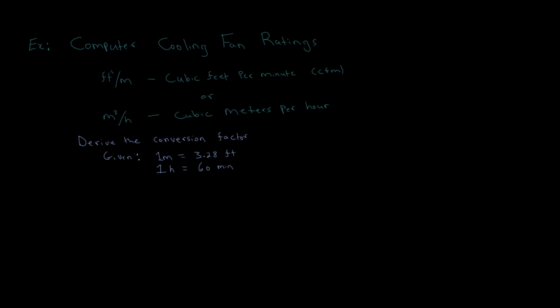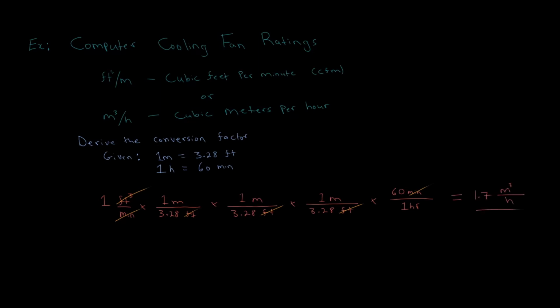So our conversion from cubic feet per minute to cubic meters per hour will look like this. We'll start by writing 1 cubic feet per minute. Then we'll write our conversion factor from feet to meters 3 times to cancel out the cubic feet. Finally, we'll write our conversion factor from minutes to hours so that the minutes cancel out. So as our final answer, 1 cubic foot per minute is equal to 1.7 cubic meters per hour.